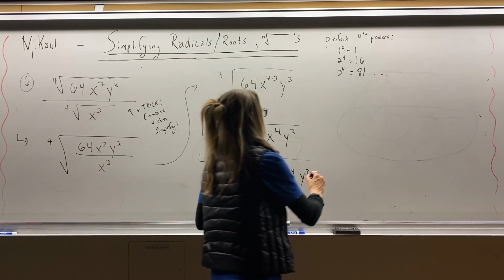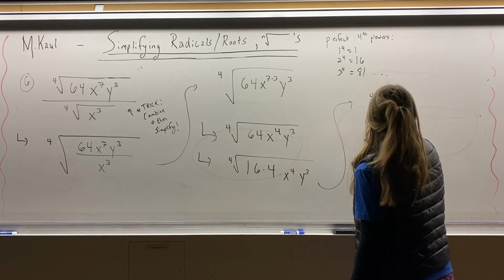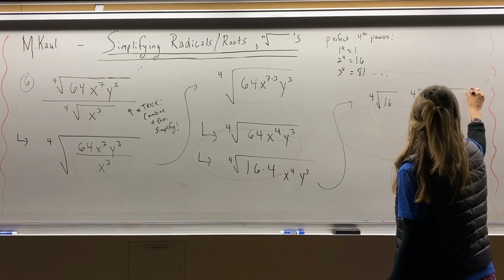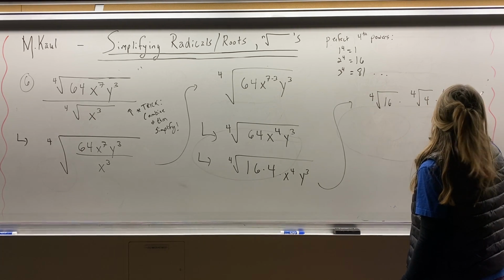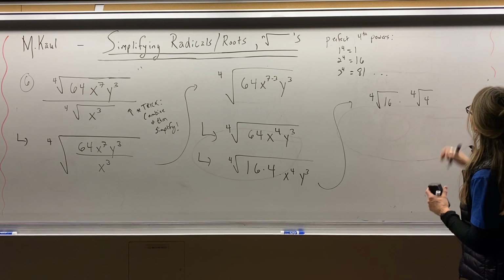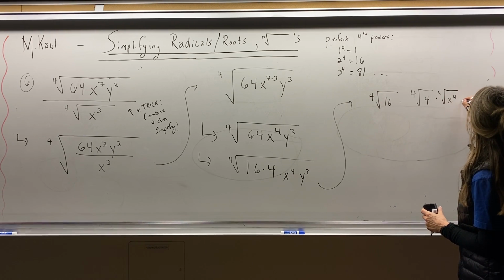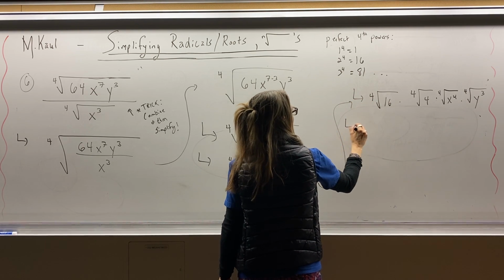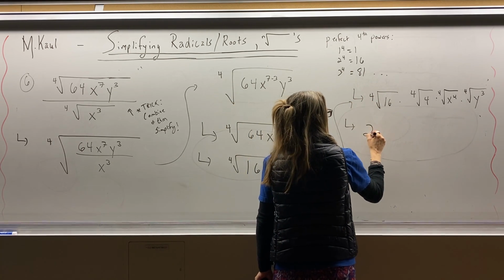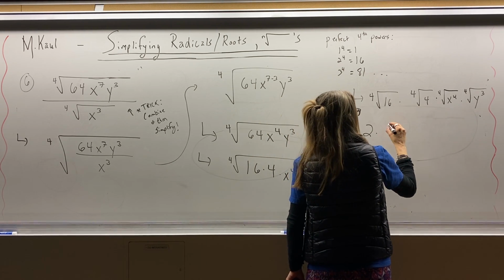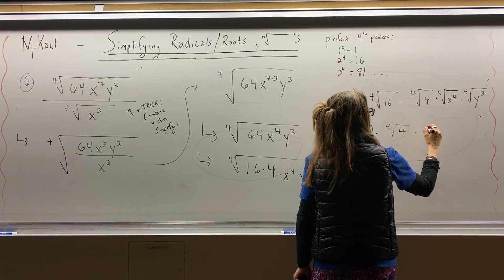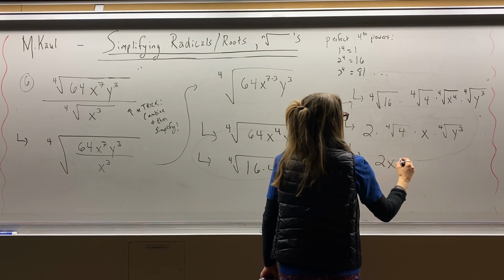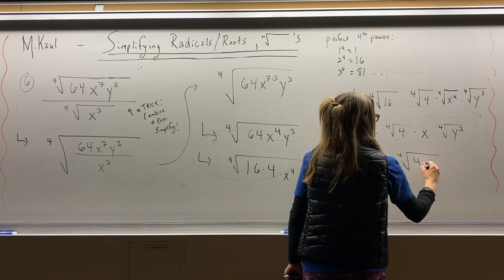So by the same token here, we could write this as the fourth root of 16 times the fourth root of 4 times the fourth root of x to the fourth times the fourth root of, give ourselves a little more room here, there we go, and now we finally get the value 2 times, so this comes out, the fourth root of 4 times x times the fourth root of y cubed, and this whole thing basically breaks down to 2x the fourth root of 4y cubed.